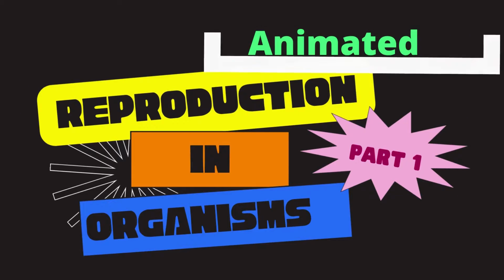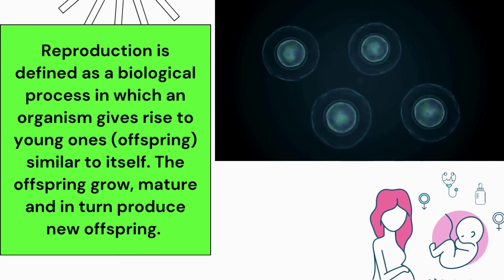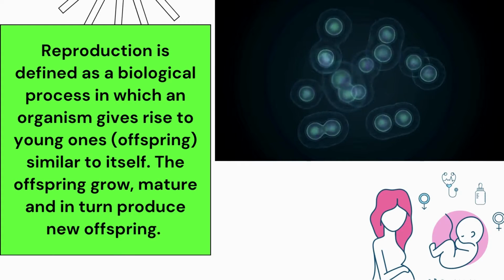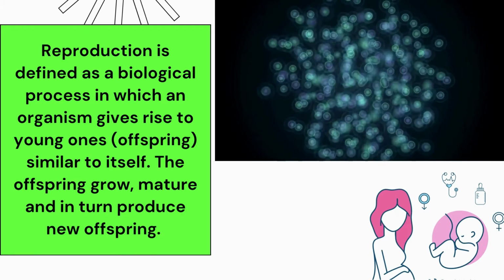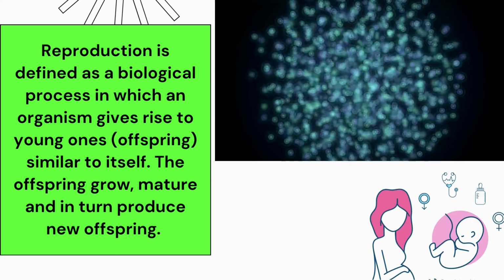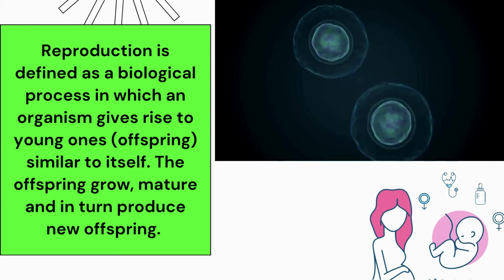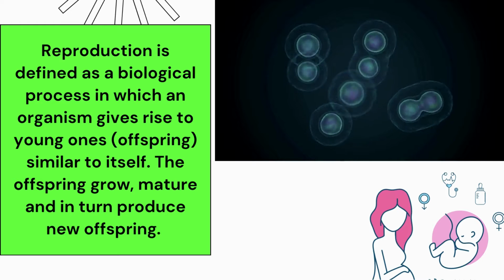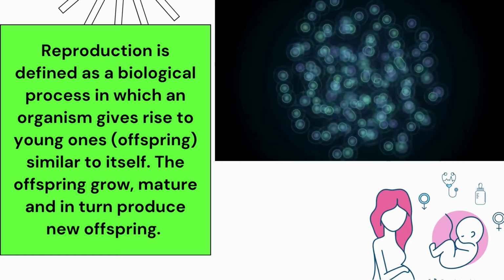Reproduction in organisms. Reproduction is defined as a biological process in which an organism gives rise to young ones or offsprings similar to itself. The offsprings grow, mature, and in turn produce the new offsprings.